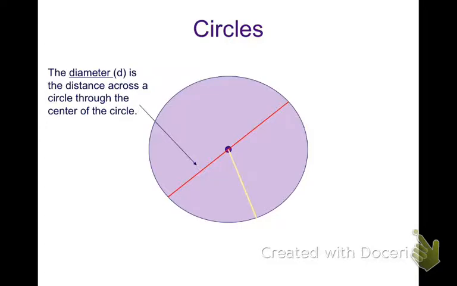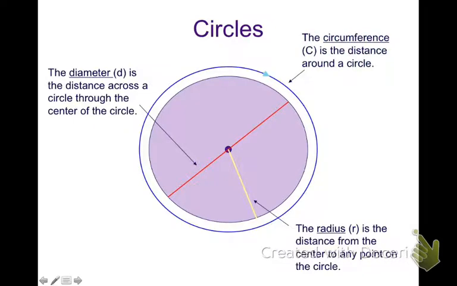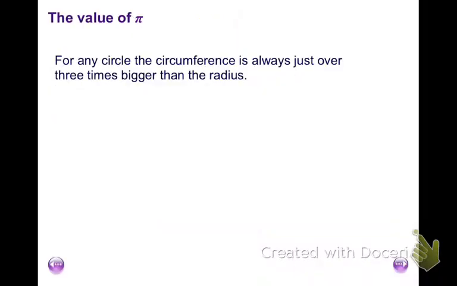The yellow line that you see there, from the center of the circle out to a point on the circle, is called the radius. And the distance around the circle is the circumference. And the value of pi for any circle is always just over 3 times bigger than the radius. So if you want the exact number, you use the symbol.